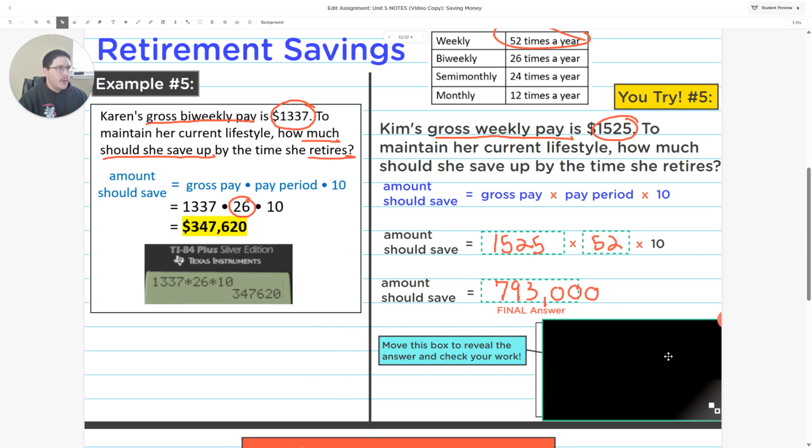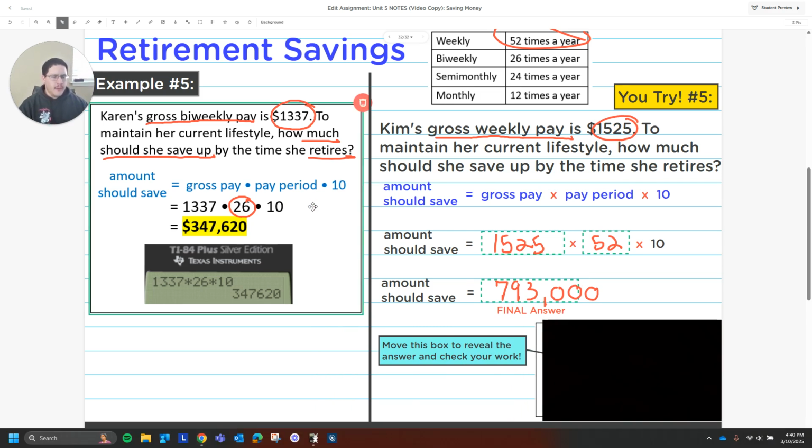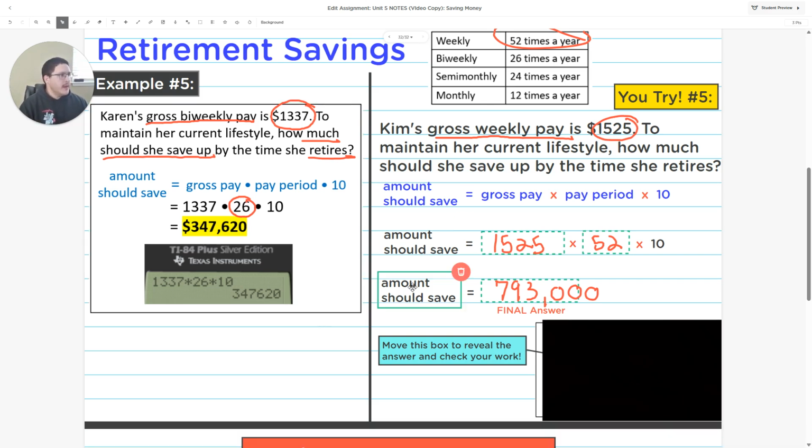And that's it for you try number 5, and that's it for section 5.04 in general. So if y'all have any questions, let me know, or if you have a different teacher, let them know. Feel free to rewatch this as many times as you want to understand the steps and the contents of the problem and why you're doing certain things. Y'all have my information, your teacher's information in the course itself.